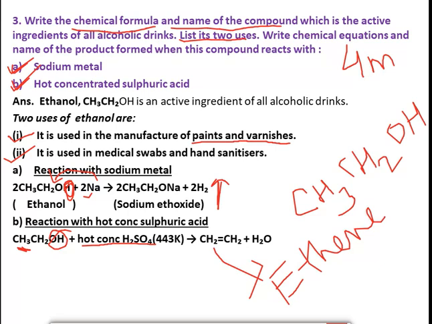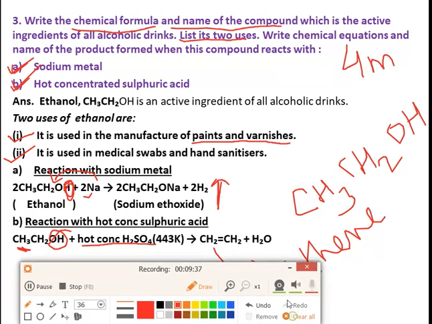Ethene, ethene. And hydrogen will come out from this compound ethanol. So this is CH2 double bond CH2, which is ethene. So it is a dehydrating agent which will remove the water molecule from any of the compound.